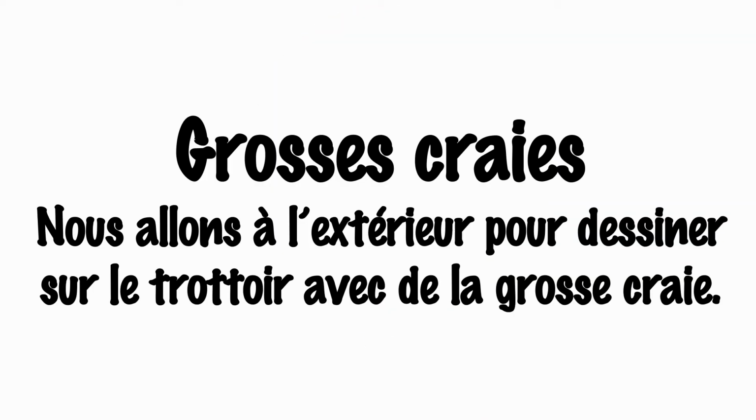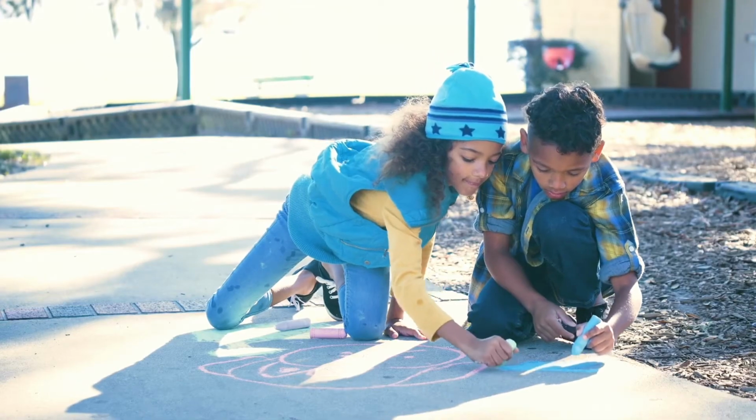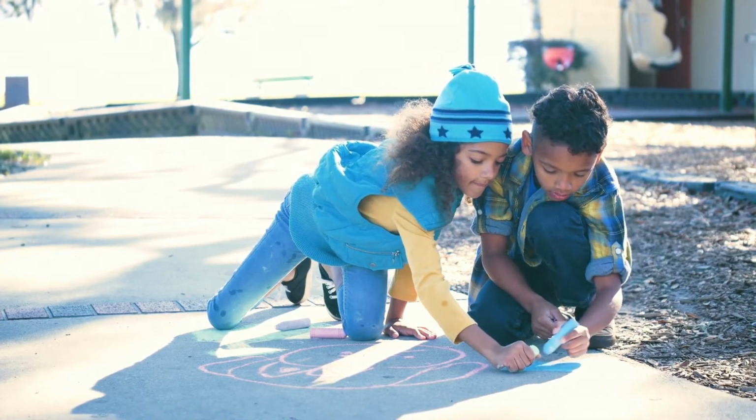Grosse craie. Nous allons à l'extérieur pour dessiner sur le trottoir avec la grosse craie. So I have a box of sidewalk chalk, and we have a time where we go outside and draw with sidewalk chalk. Definitely not on the walls. Sometimes you have to mention that.